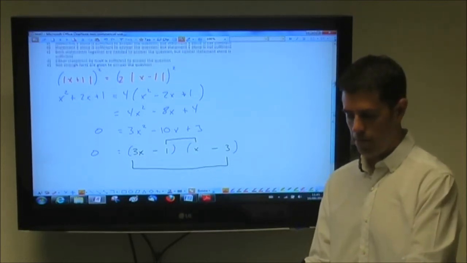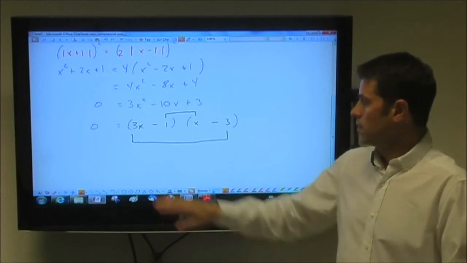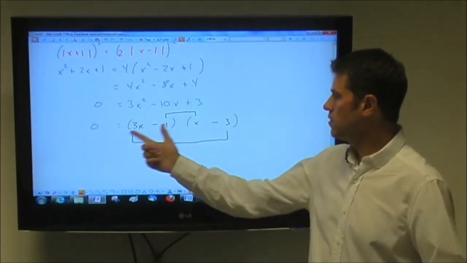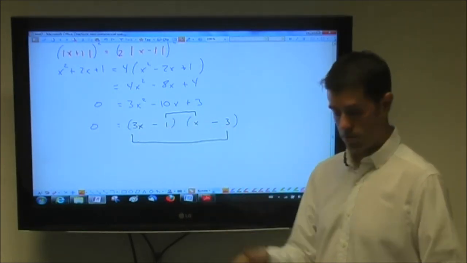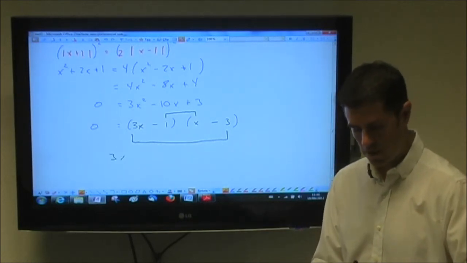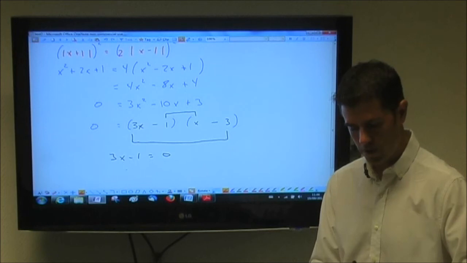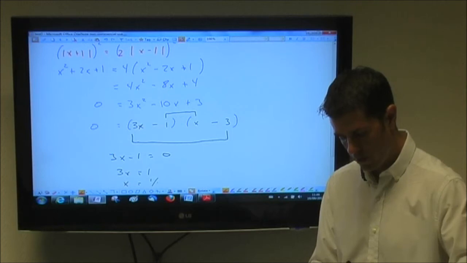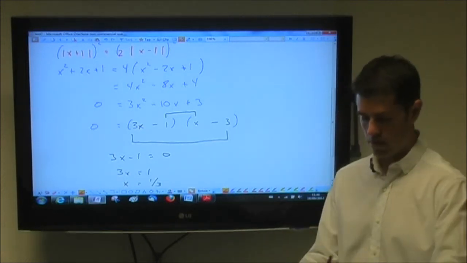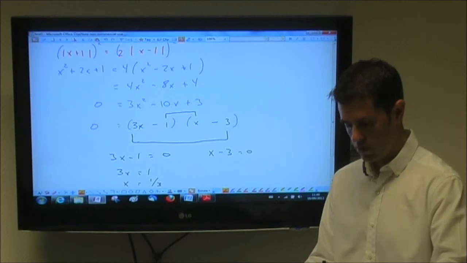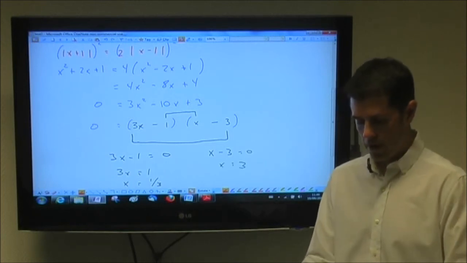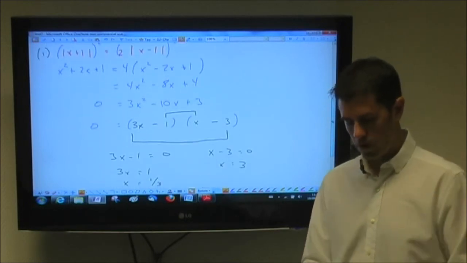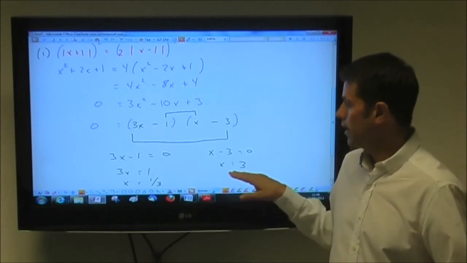So at that point, I have to solve for x. Basically, 3x minus 1 times x minus 3 equals 0. If either one of these is 0, then the product is 0. So the easiest thing to do is say 3x minus 1 equals 0 and solve for x. 3x is equal to 1, which means x is equal to 1/3. Or I make this equal to 0, which means x minus 3 equals 0, so x is equal to 3. So according to statement 1, we would know that x is equal to either 1/3 or 3.